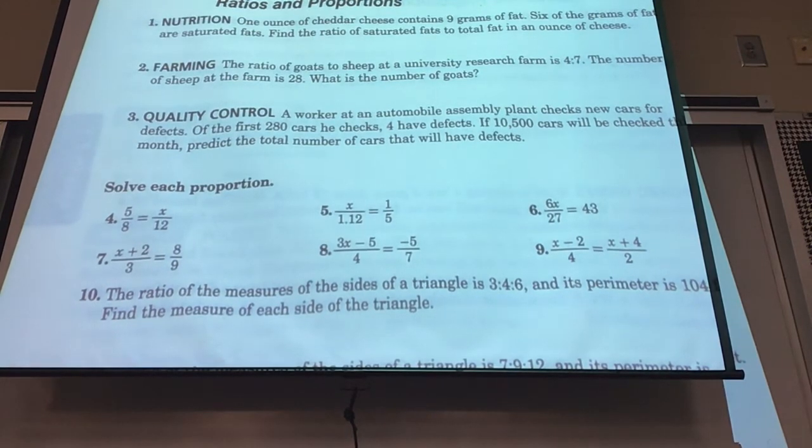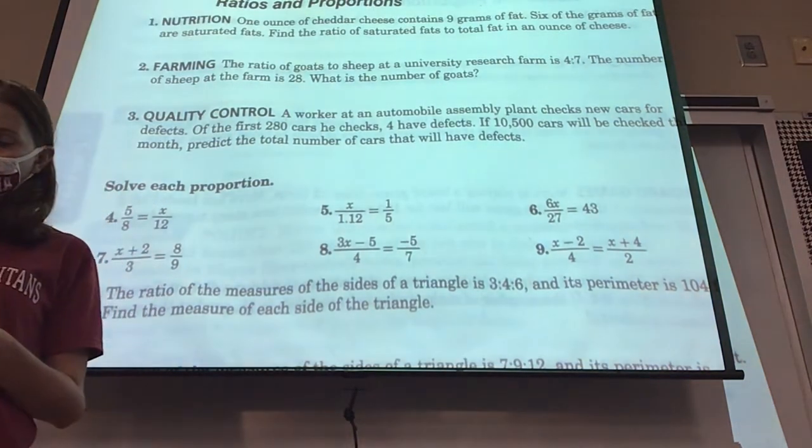So if your saturated is on top, what is that? Your saturated is 6. And then your total is gonna be 9. So they're telling you what order to put them in. So then all you gotta do is look to see if it can be reduced or if you're gonna leave it.